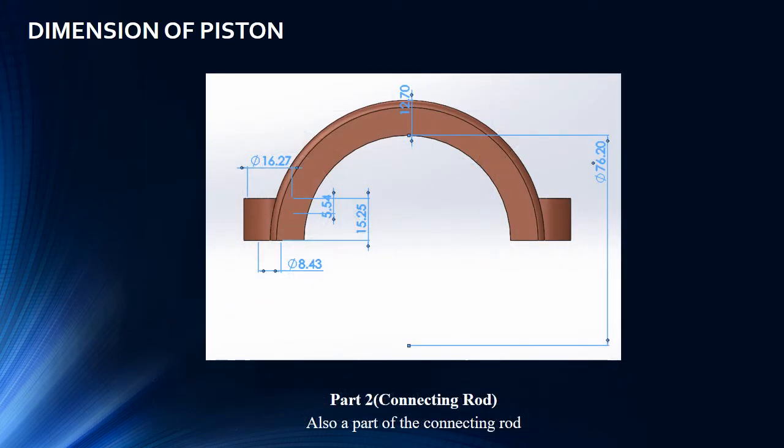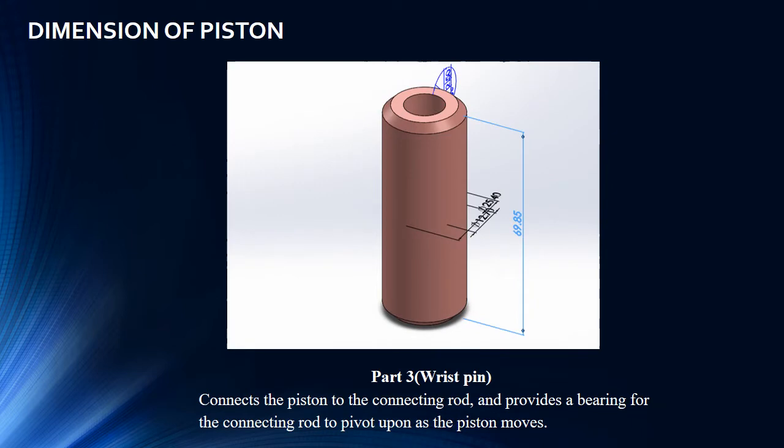This is also one of the connecting rod parts. Part 3 is the whip-spin, which connects the piston to the connecting rod and provides a bearing for the connecting rod to pivot as the piston moves.